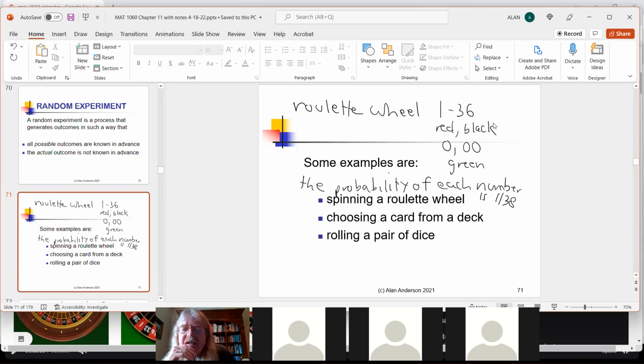Or choosing a card from a deck. We have 52 cards in the deck. Each one is equally likely to be chosen. So if I pick a card from a deck, I'm actually conducting a random experiment because I know what might happen, but I don't know what will happen.